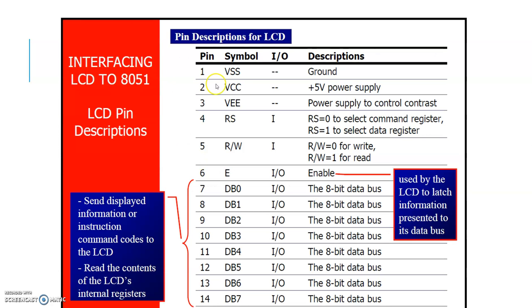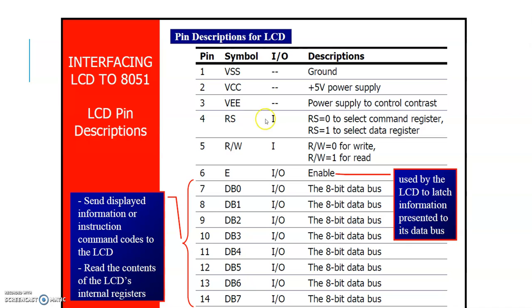Now the pin descriptions. The LCD contains 14 pins. The first one is ground, the second one is VCC, that is plus 5 volt power supply, and then VEE, that is the power supply to control the contrast. The brightness is adjusted by using this VEE.